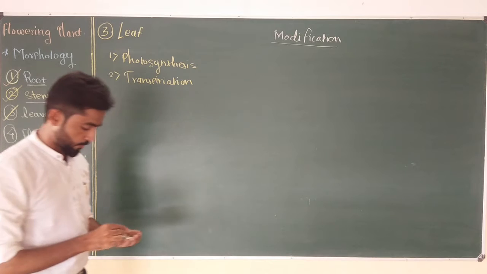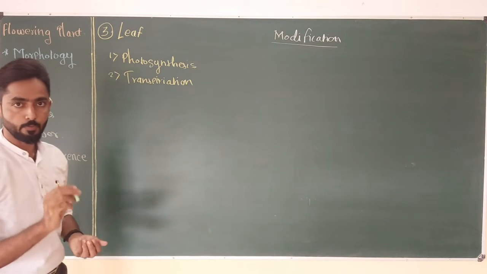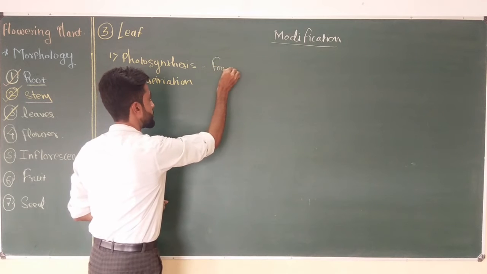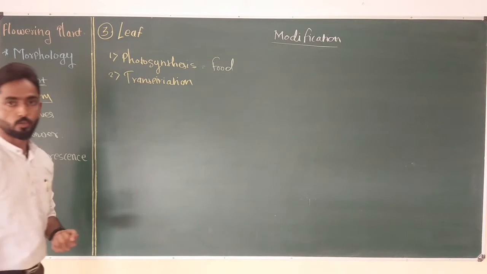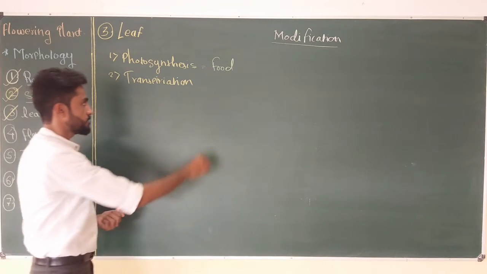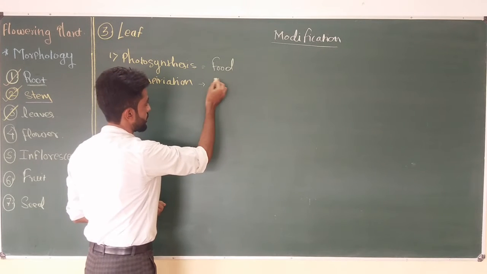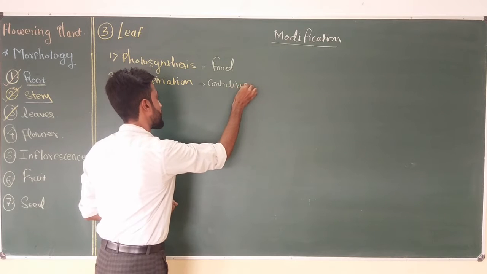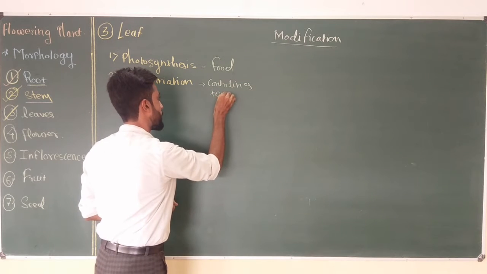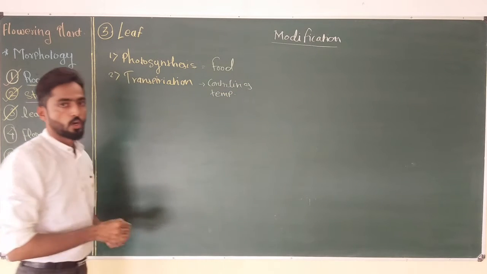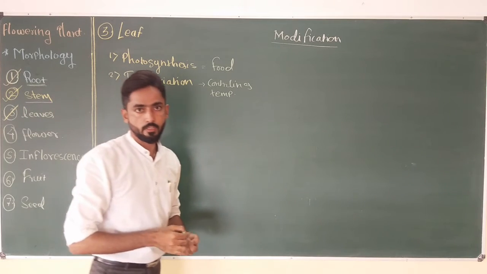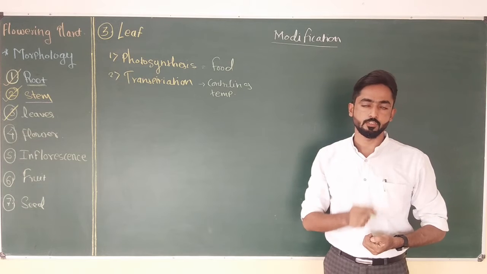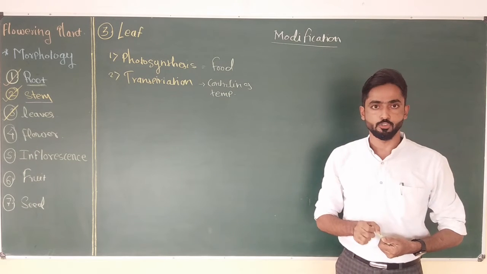Out of which photosynthesis is the process which leads to production of the food required for the plant growth and development, while transpiration is required for controlling temperature of the plant body during the hot summer days. Okay, so these two are the primary principal functions of the leaf in angiospermic plant.